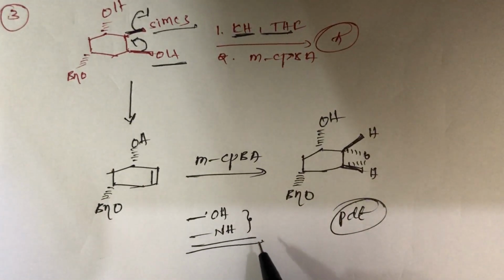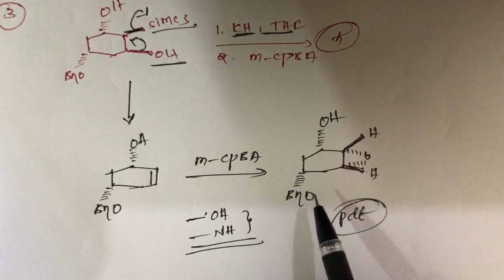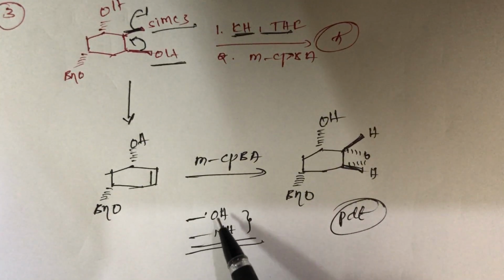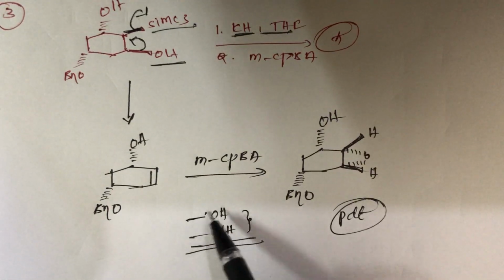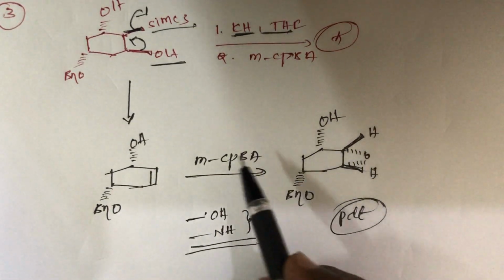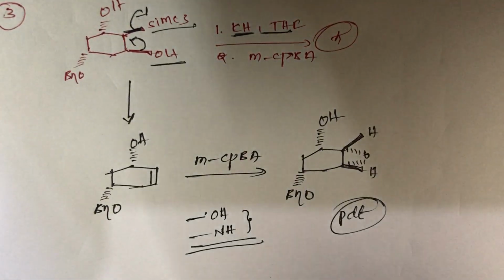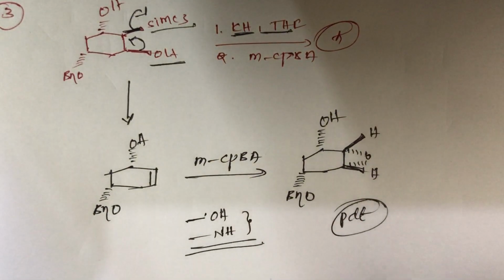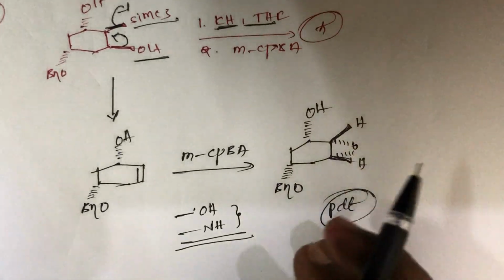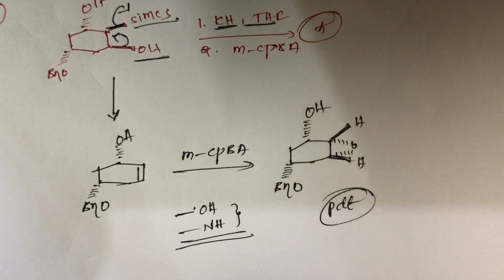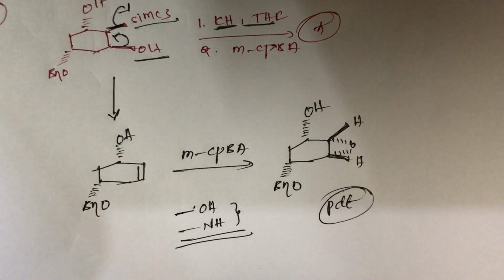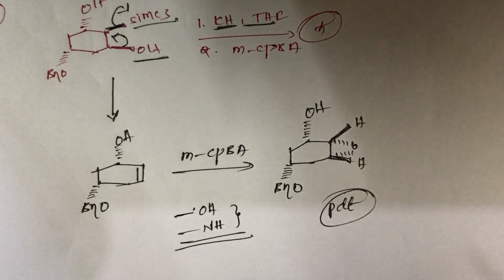If you see this NH and OH, then simply you can write the answer in whichever position it is present, whether below the plane or above the plane. If it is above the plane, you can write the answer above the plane. If it is below the plane, you can write the answer below the plane. So this is our product. So I hope you understand this reaction mechanism. If you do not understand, please let me know in a comment so that I'll get back to you.